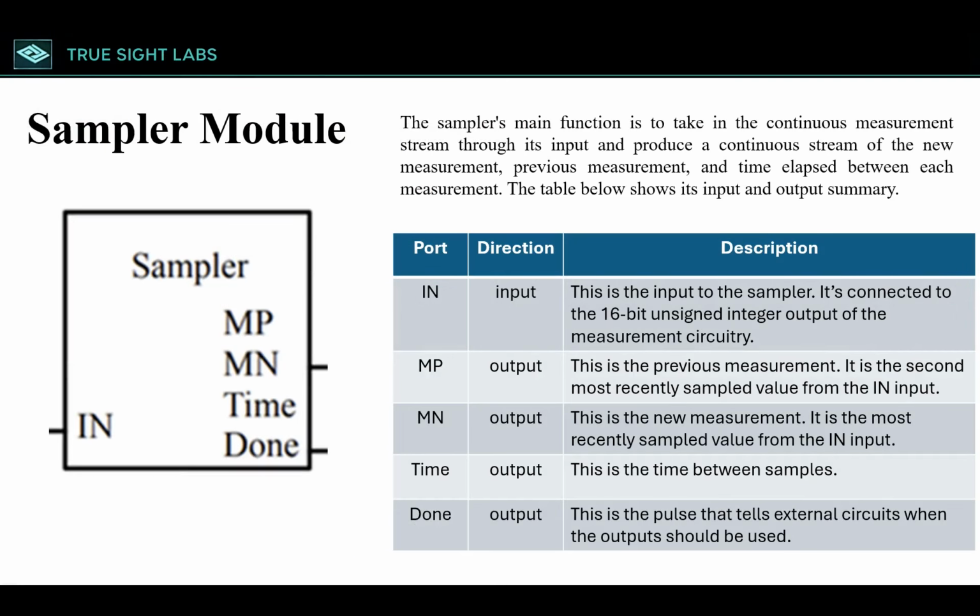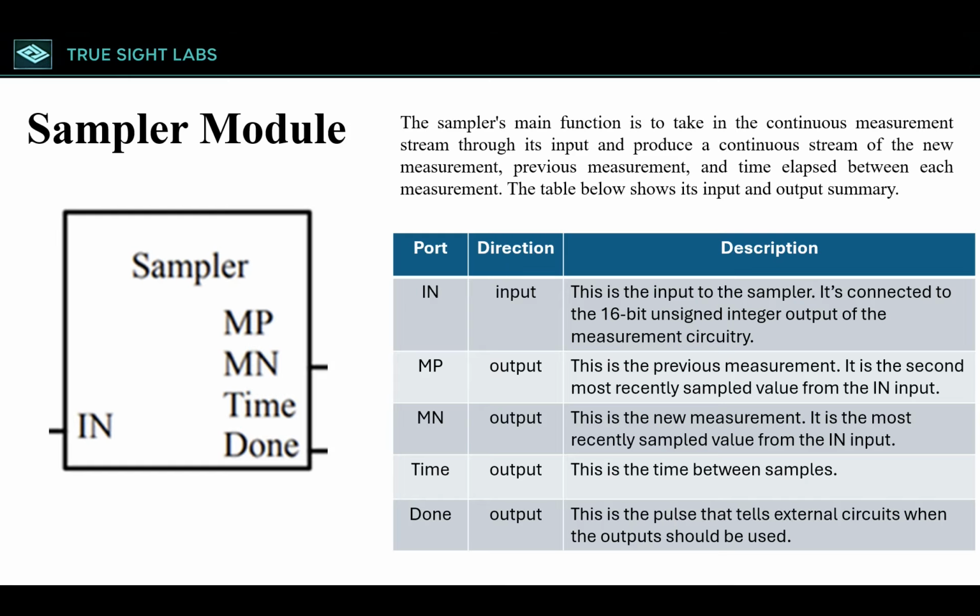Now let's talk about the sampler module, which is the first of the 3 new modules that we need to make for the proportional controller. The sampler's main job is to take the continuous measurement stream coming in from the sensor and filtering circuitry and break it into 3 useful pieces of information, which are the new measurement, the previous measurement, and the time elapsed between 2 measurements. Those 3 values will be used by the downstream modules to compute the error and generate the proportional response. On the left, you can see the block diagram representation of the sampler, and on the right, we have the port table which lists each of the sampler's inputs and outputs.